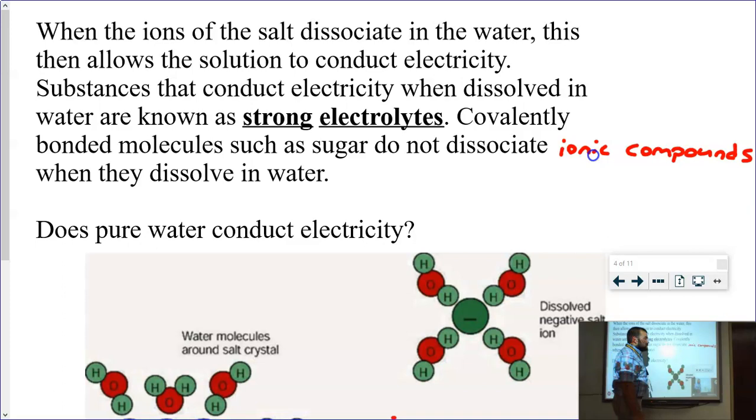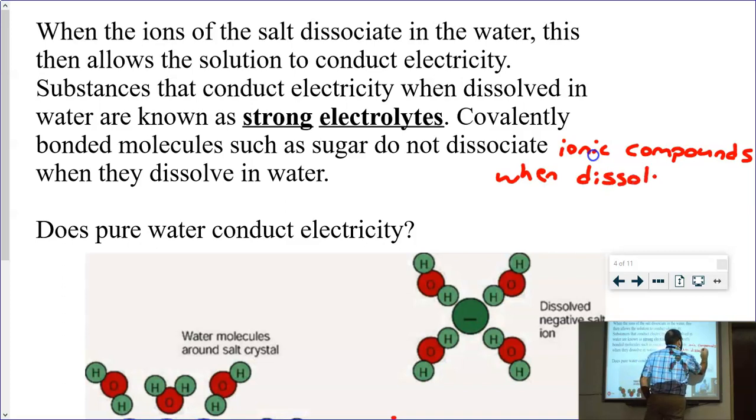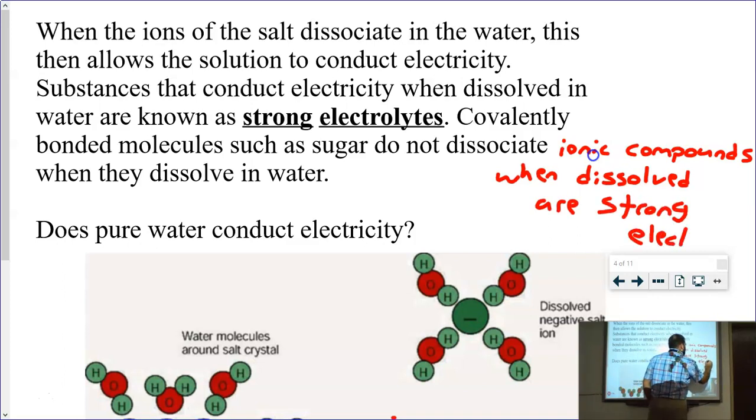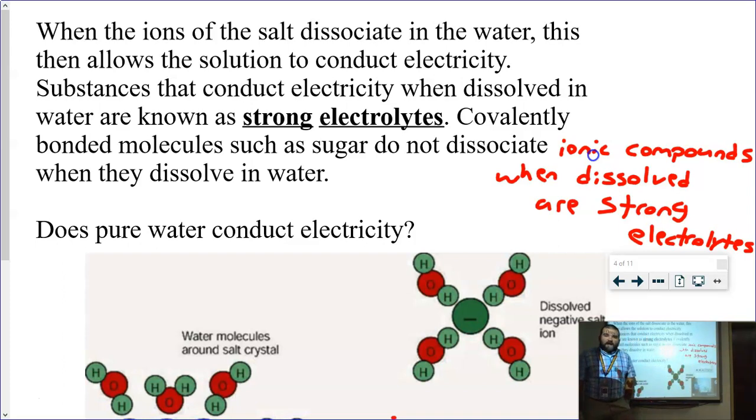Ionic compounds, when dissolved, are strong electrolytes. Okay? When you take an ionic compound and you dissolve it in water, it is a strong electrolyte. That is a huge deal, and it's a big concept, and it's going to come back.